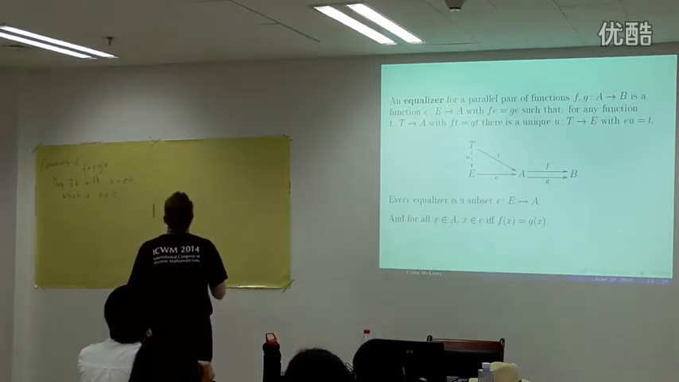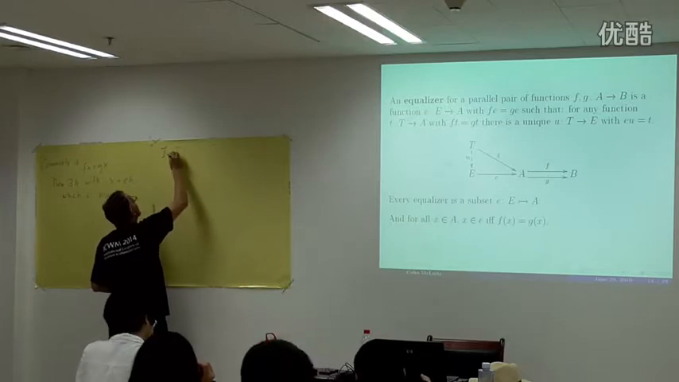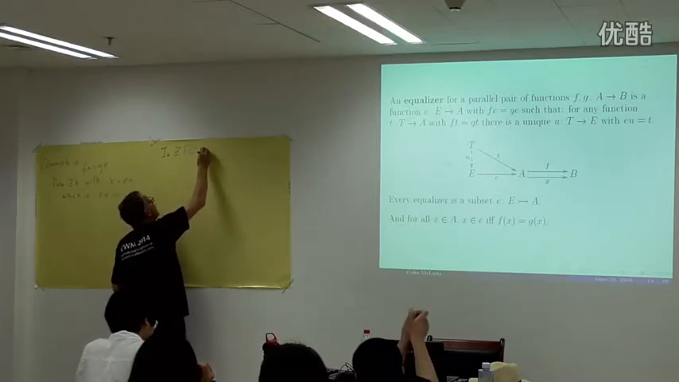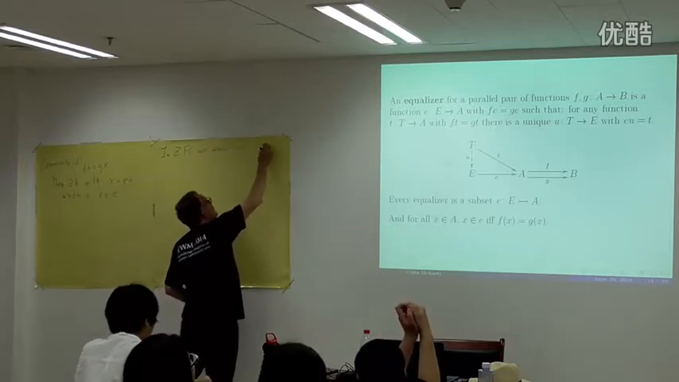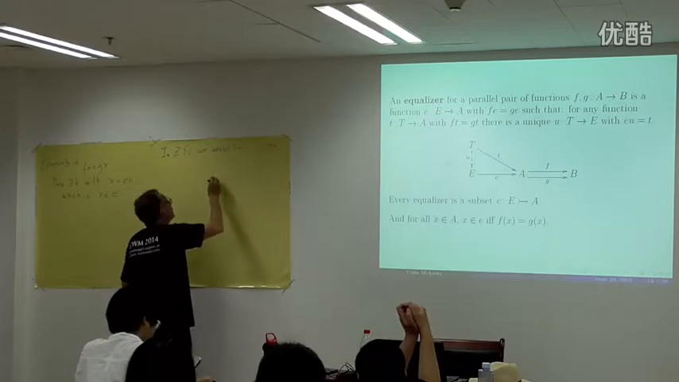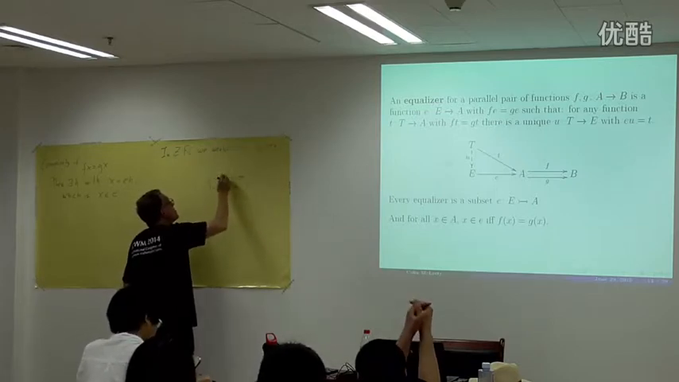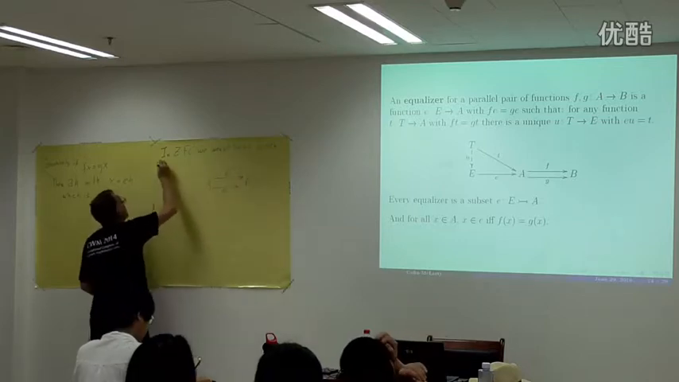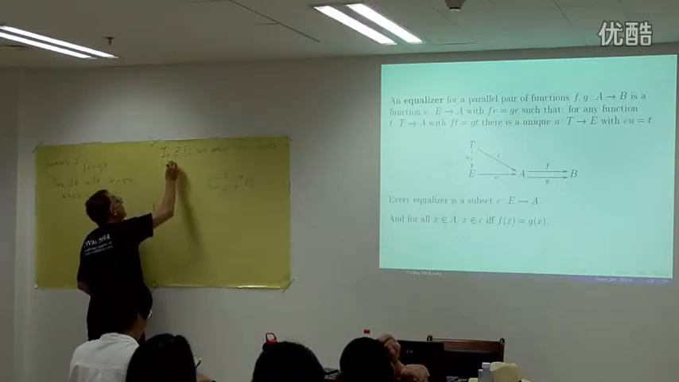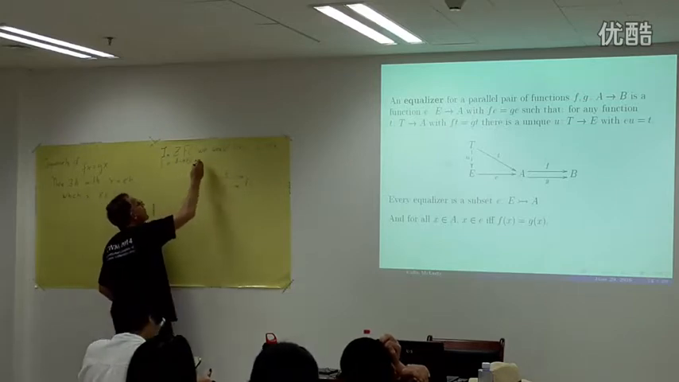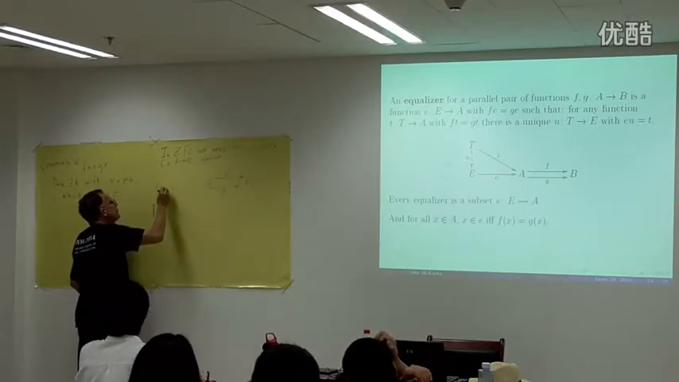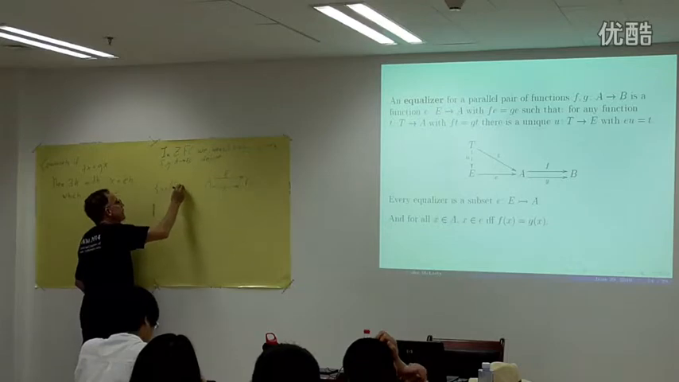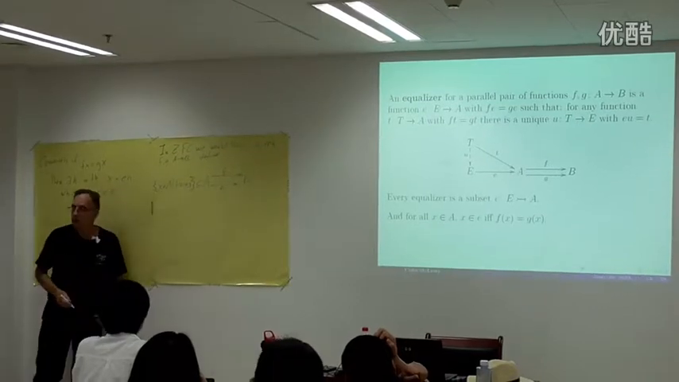In ZFC, we would say, the closest we come to this is, given f and g, both functions from A to B, define the subset of all x in A such that f of x equals g of x. We would just say consider that subset, that specific subset.